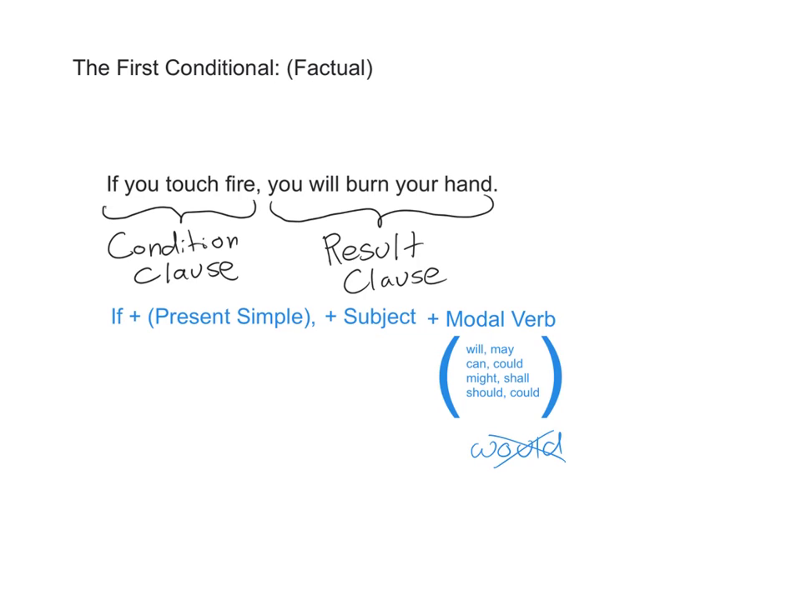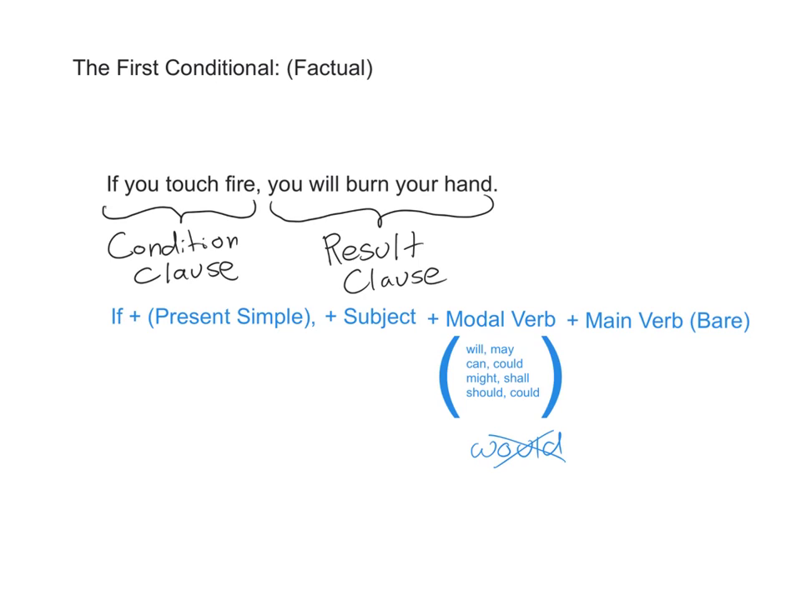Now, after the modal verb, we have the main verb. In this case, it's burn. The main verb is in the bare form because that's the rule. Any verb that follows a modal verb is always going to be in the bare form. So, this is the structure of a sentence if you want to write a first conditional sentence. Pay close attention to this because it will be important later.